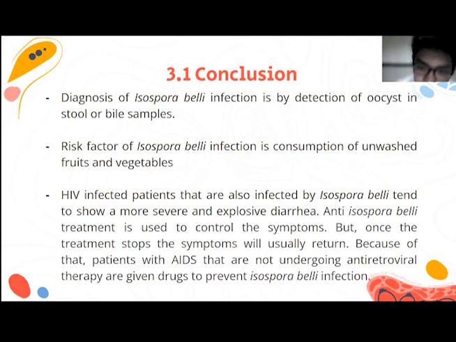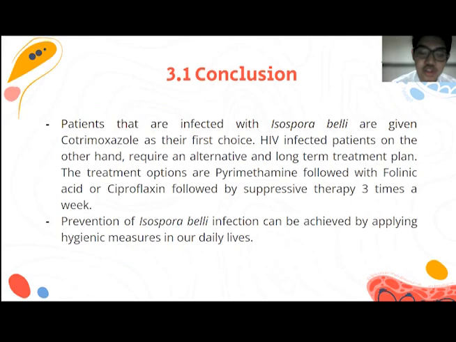Anti-Isospora belli treatment is used to control the symptoms, but once the treatment stops, the symptoms will usually return. Because of that, patients with AIDS that are not undergoing antiretroviral therapy are given drugs to prevent Isospora belli infection from occurring. Patients that are infected with Isospora belli are given cotrimoxazole as their first choice of treatment. On the other hand, HIV-infected patients require an alternative and long-term treatment plan. The treatment options are pyrimethamine with folinic acid or ciprofloxacin followed by suppressive therapy 3 times a week. The prevention of Isospora belli infection can be achieved by applying hygienic measures in our daily lives.